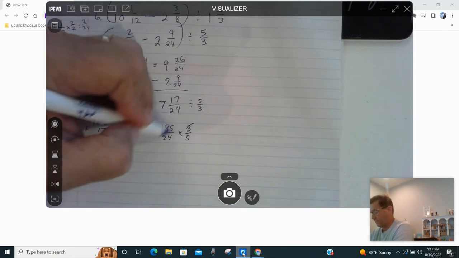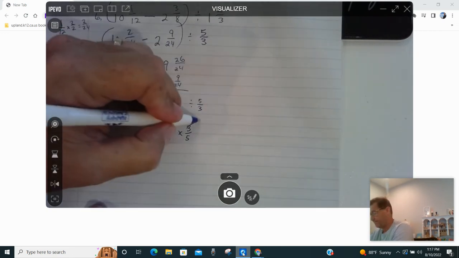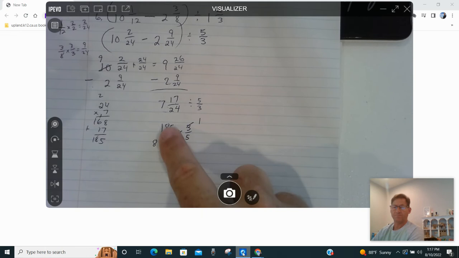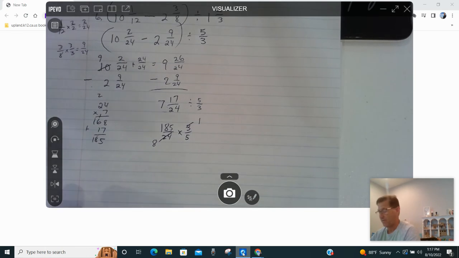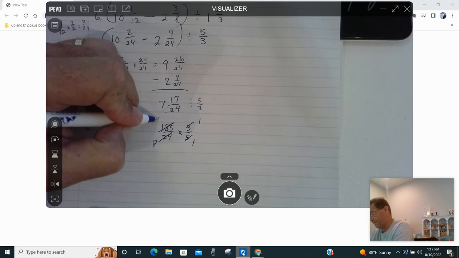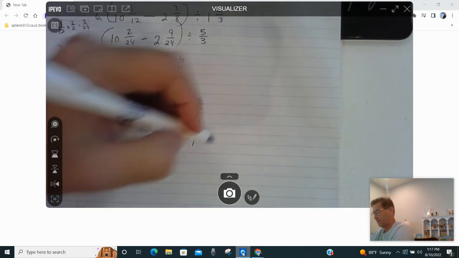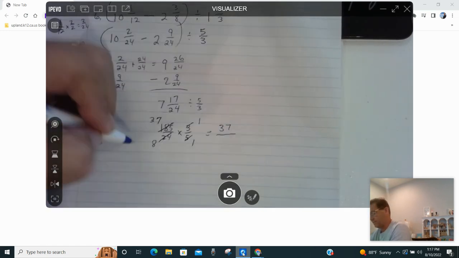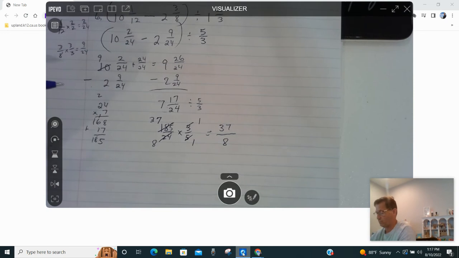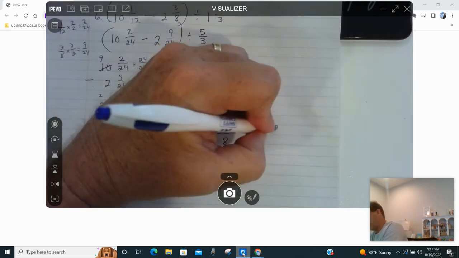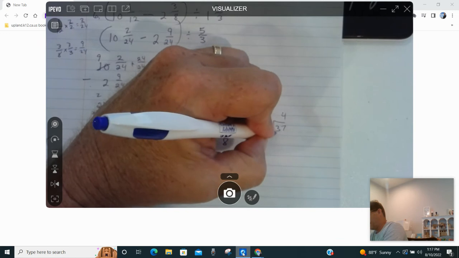We can simplify 3 and 24 by dividing by 3. We can simplify 5 and 185 by dividing by 5. 5 into 18 is 3 with a remainder of 3, so 35. 5 into 35 is 7. So we have 37 times 1 over 8 times 1. 37 divided by 8.